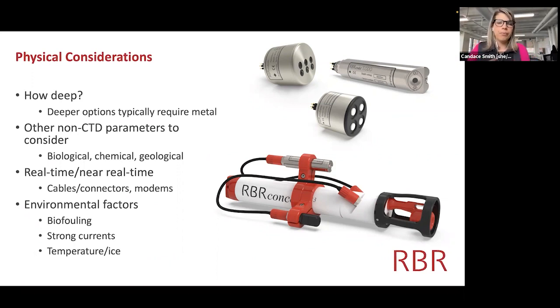So you need to consider that, and consider, if you are deploying it in ice or freezing conditions, will the sensors still work?